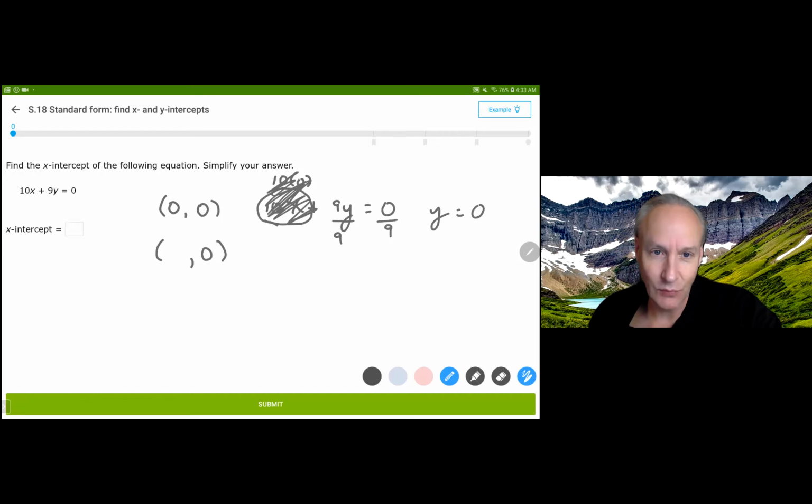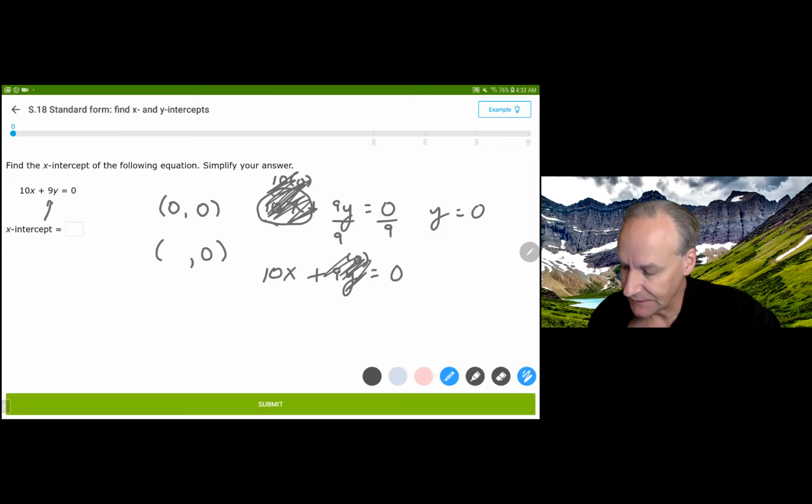Now, clearly, this is kind of a weird situation in this one where 0, 0 is actually both intercepts, but they ask specifically for the x-intercept. So what I should have done is actually read the question and looked for the x-intercept, which means what happens when y is equal to 0. So this time I'm going to write down the second one, which is 10x plus 9y equals 0. In this case, if I'm interested in the x-intercept, I let y equal 0, which eliminates this side because that's going to be 0 now. I'm going to divide by 10 on both sides. And of course, x is equal to 0.